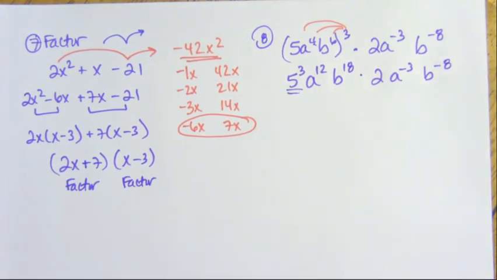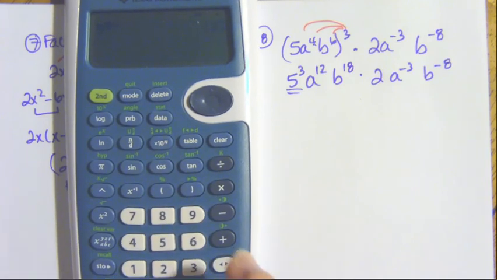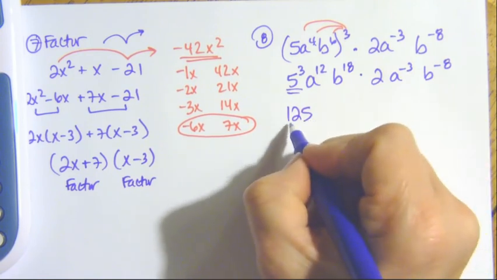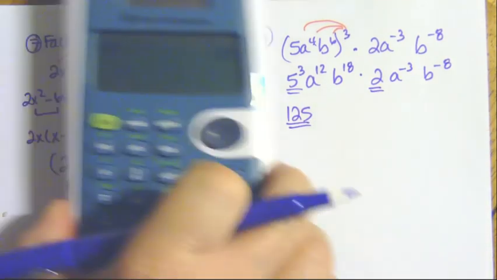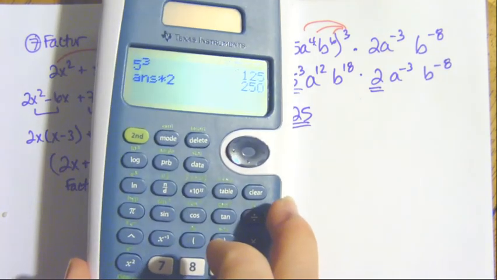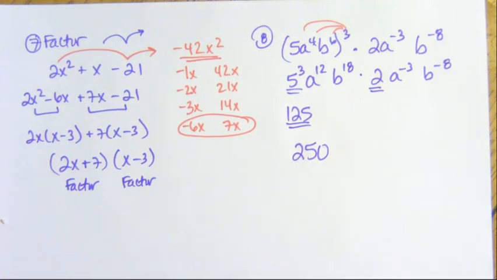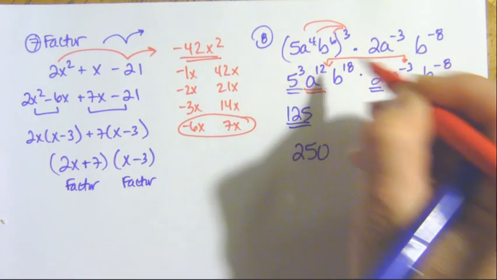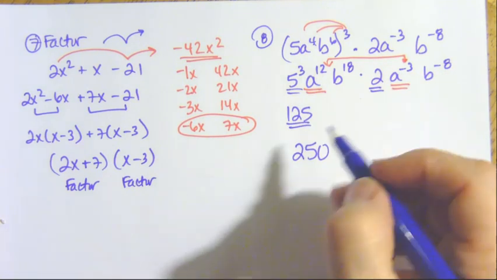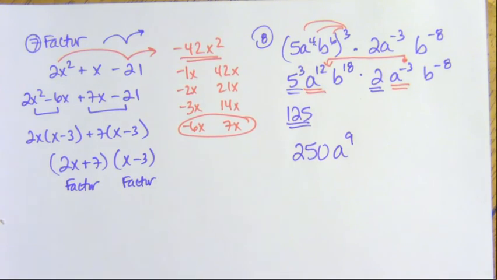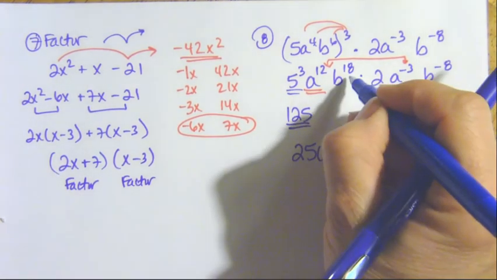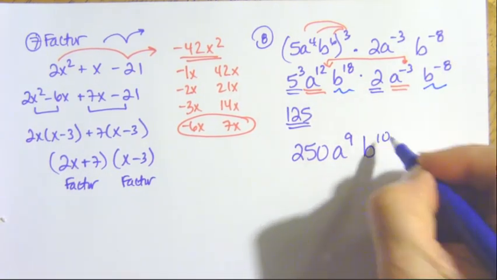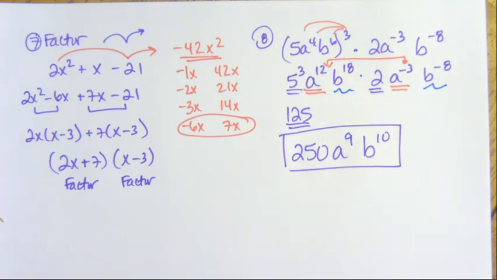So here, 5 cubed, use your calculator if you need to. 5 times 5 times 5 is 125. So if I do 125 times 2, I get 250. Now, if I put my a's together, remember you add these exponents right there. So 12 plus negative 3 is 9. So I've got a to the 9th. If you add your b's, these exponents right here, 18 and negative 8 is going to give you 10. All right. Good luck, you guys.